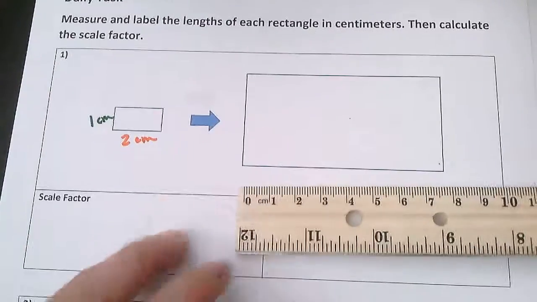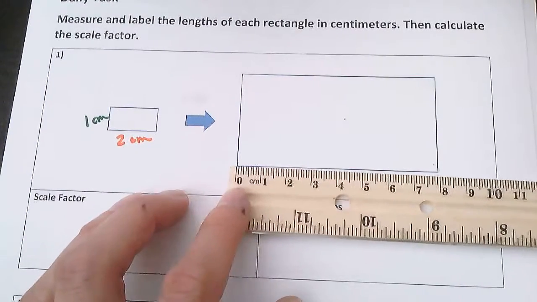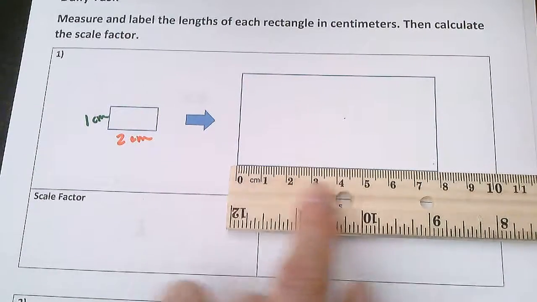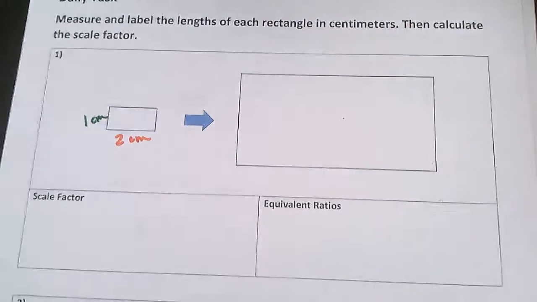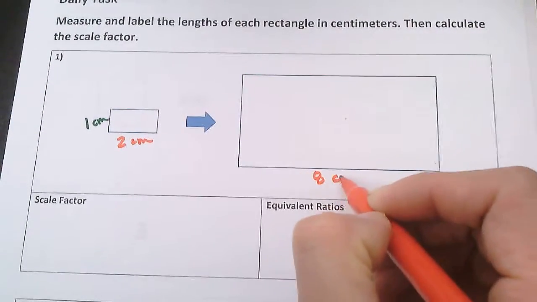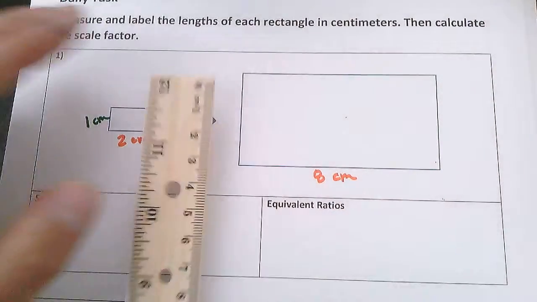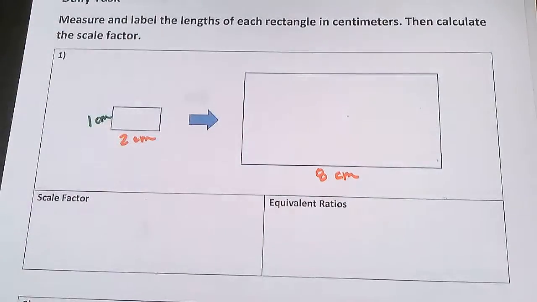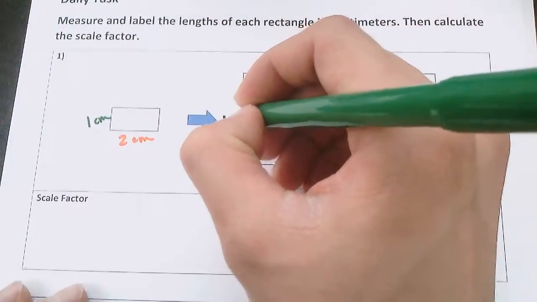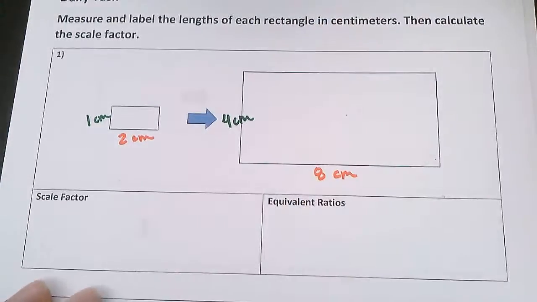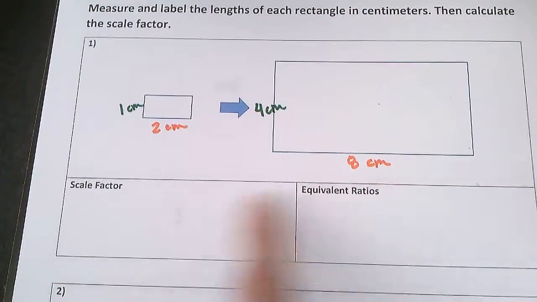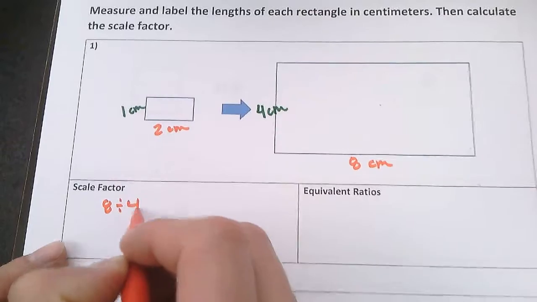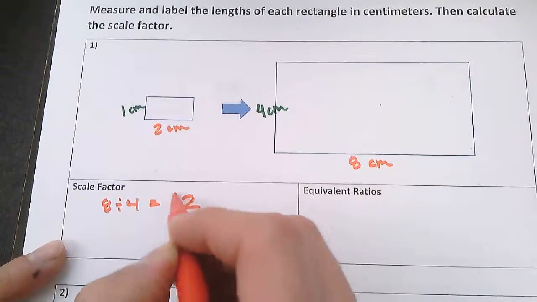Now I'm going to measure the width of the enlarged rectangle. Okay, line it up at the 0. It goes all the way up to 8. So 8 centimeters. Here is 4 centimeters. So I can determine my scale factor by dividing the larger side by its matching smaller side. So 8 divided by 4 is 2. So 2 is my scale factor.